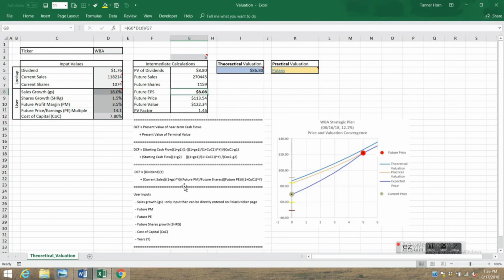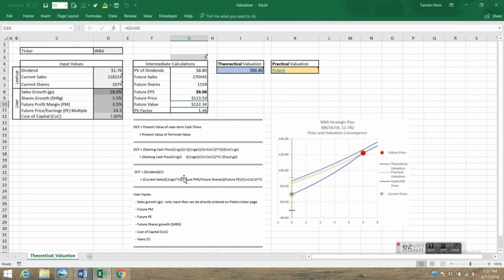And where that comes from, again, is current sales, grow it for 5 years, take it times the profit margin, get earnings for the company, divide it by future shares, and that's your future earnings per share. So when you look at the calculations for earnings per share, it's pretty straightforward. All right, then we want to calculate a future price. So you multiply by the future price earnings multiple. And then you get a future value. You add that price and the present value.